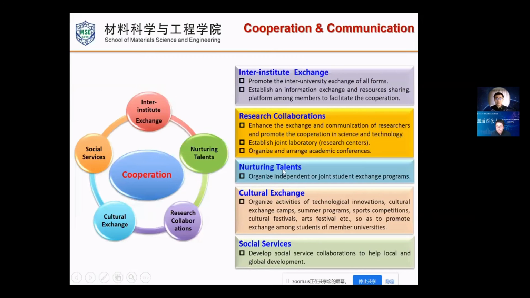And here is the cooperation of our school. You can see that we want to realize inter-institute exchange, research collaborations, and nurturing talent, and for cultural exchange, even for social service, which means we can develop social service collaborations to help local or global development.